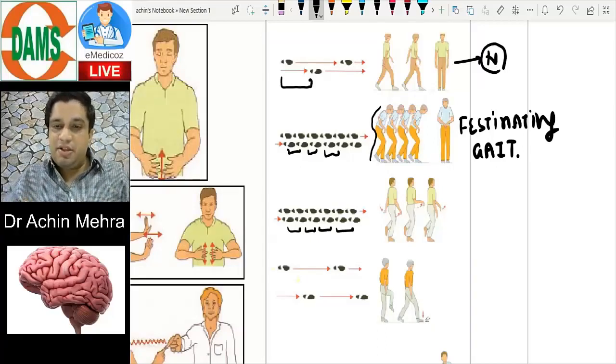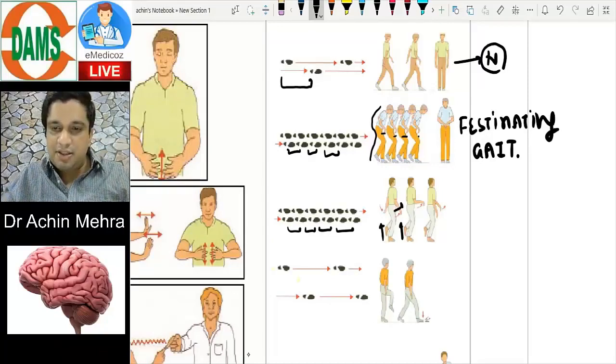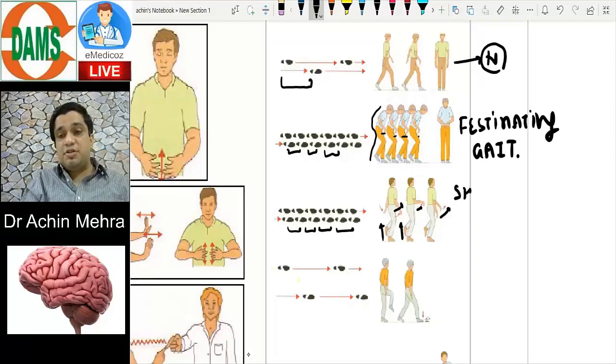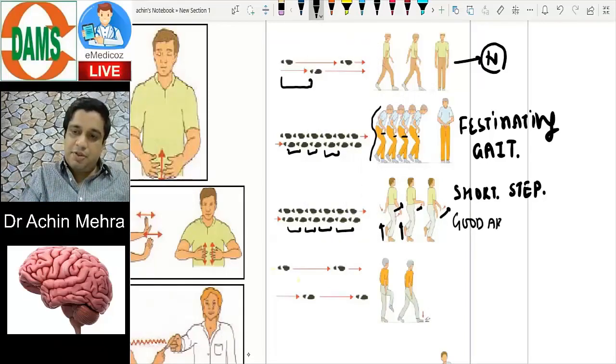Yes. But look at this now, please. The person is able to lift his leg up from the ground very well as compared to a patient of Parkinson's. And the second most important thing, in a Parkinson's patient, the hand was not moving at all. Because of the rigidity and bradykinesia, the arm swing did not occur. But this time the arm swing is really very good. So this is a patient who is having a short step gait. Short step gait. Yes, one thing. With a good arm swing, good arm swing.